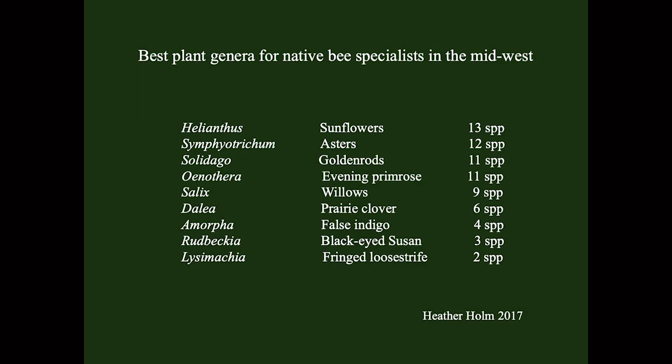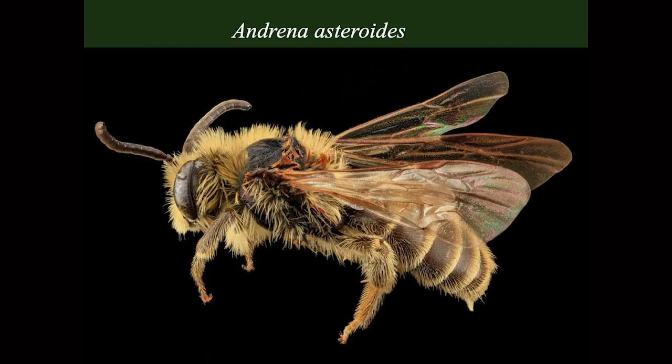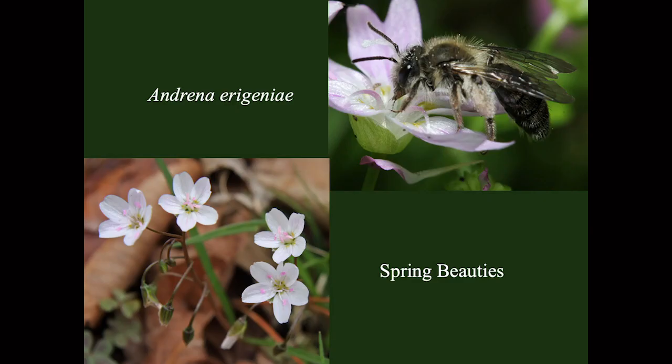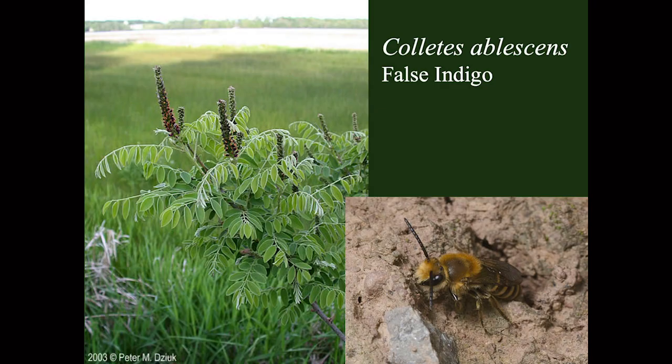So meeting the needs of the specialist is important. If you want Andrena asteroides, you need native asters. If you want Andrena erigeniae, you need spring beauties. There's no compromise here. Calliopsis albescens needs false indigo, and so on.